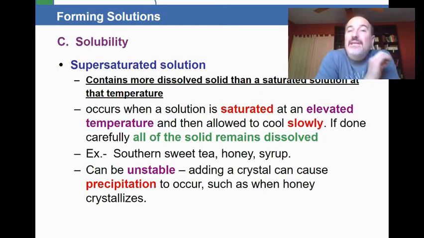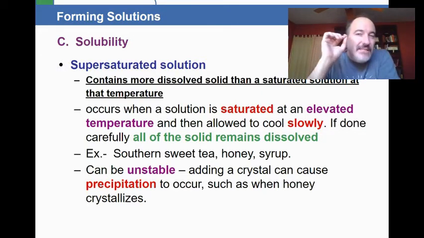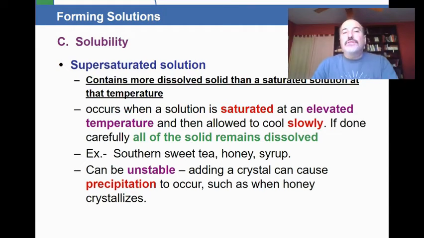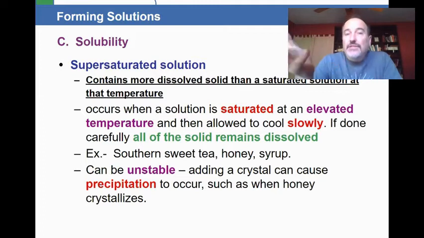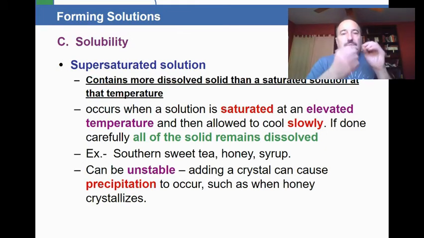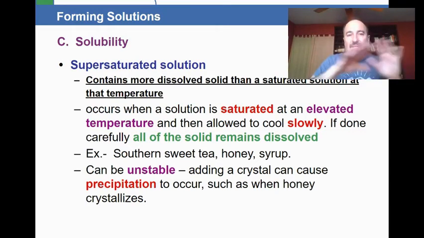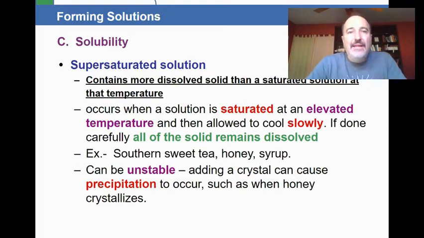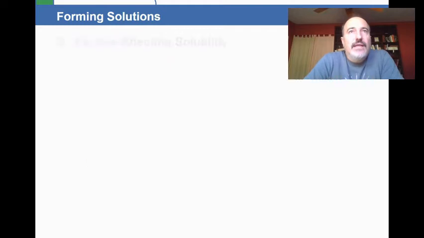Now, the problem is it can be unstable. Adding just a single crystal can cause it to precipitate. In other words, to come out of solution and crystallize. All right. Now, this happens sometimes with my honey. If sometimes the honey gets warm, a little crystal might form. And then when it cools off, that crystal gives a place for new sugar crystals to form. And then boom, pretty soon the entire honey is all crystallized. And you can make it uncrystallized by heating it back up again. But that's what's going on with that. All right. So that's unstable, and that's a supersaturated solution.